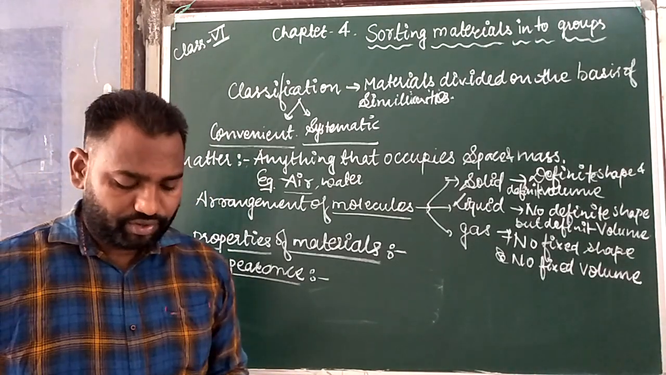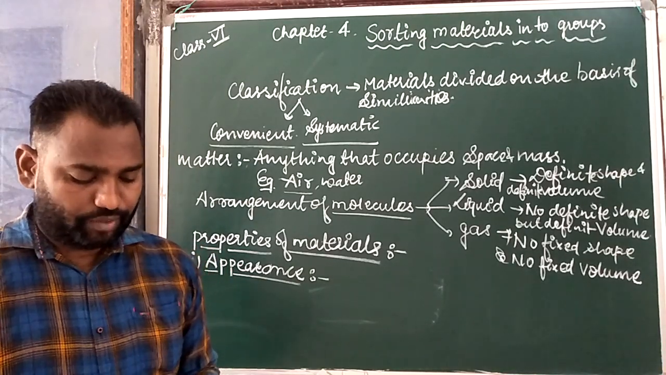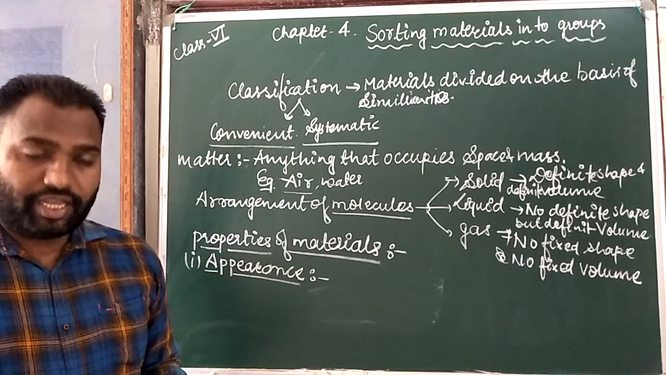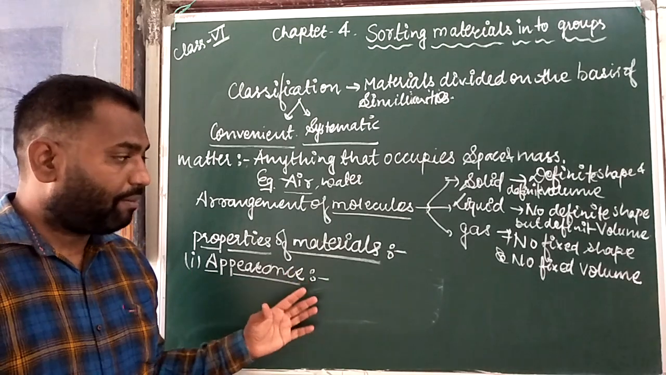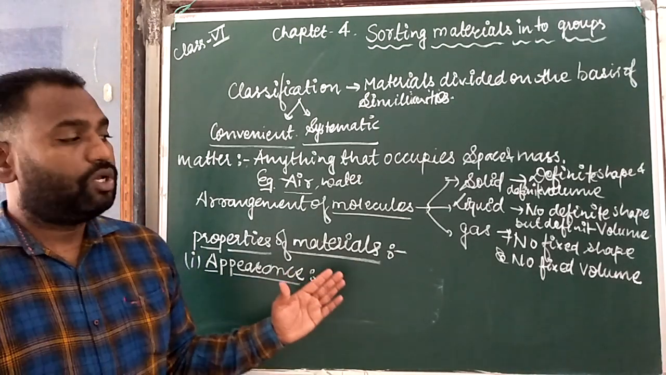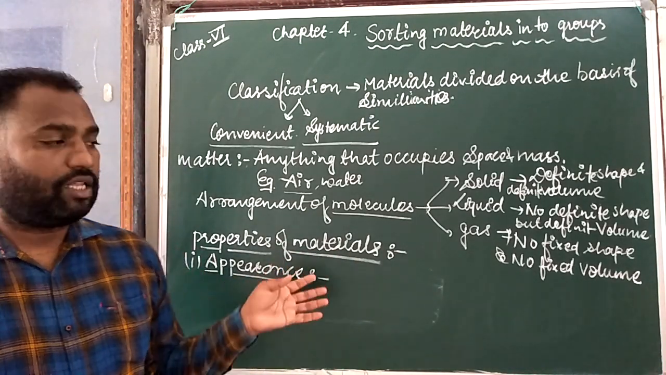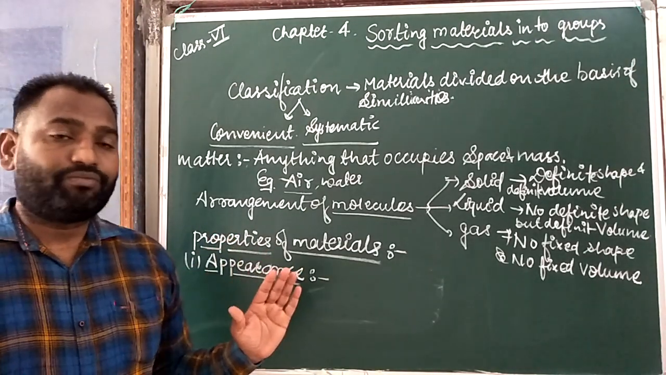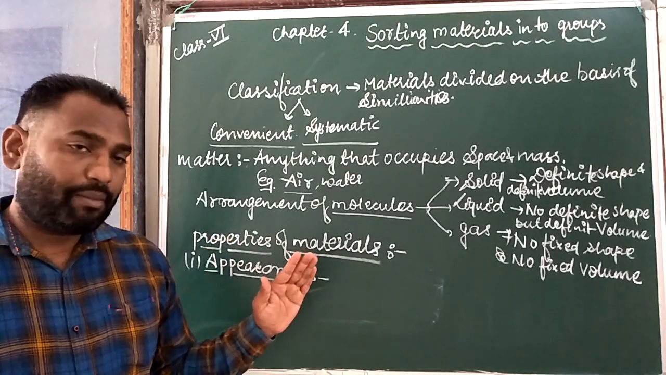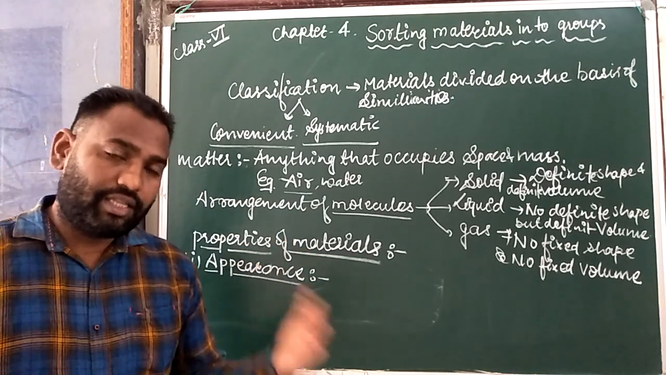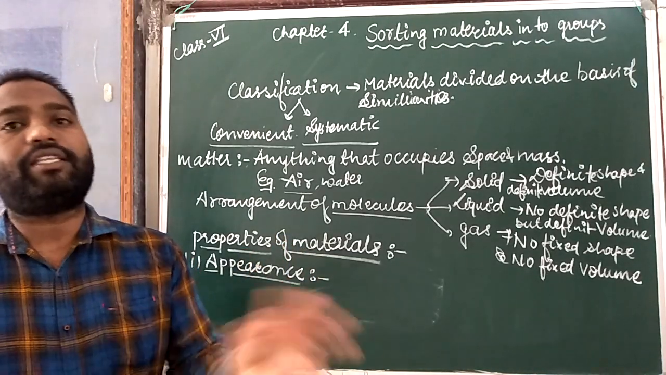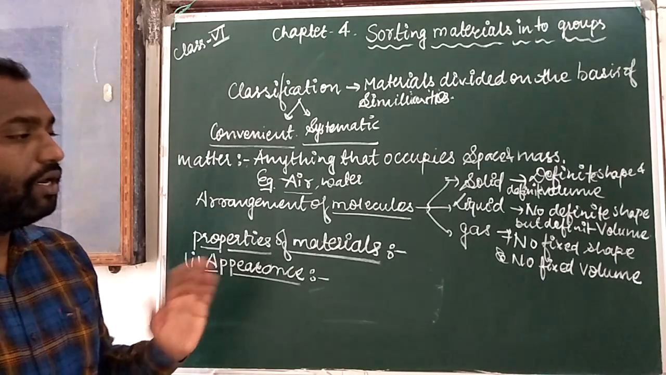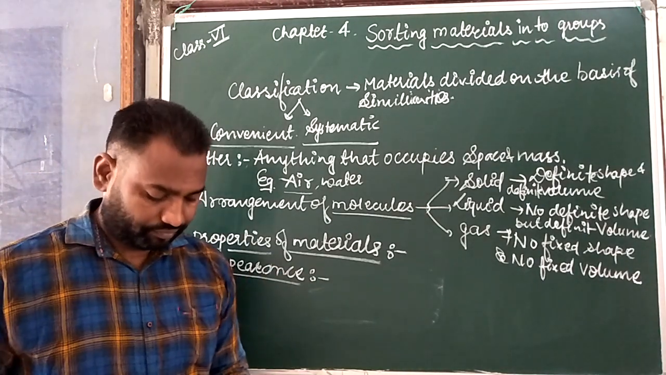The characteristics of materials that enable us to separate one object from the other are its properties. It means how can we distinguish one matter from another matter or material. That is the properties. It means what are the dissimilarities among them.